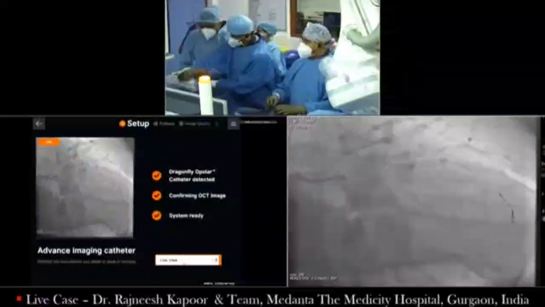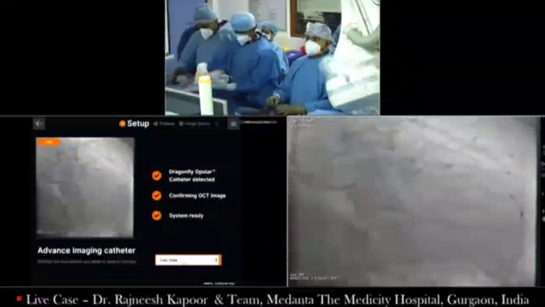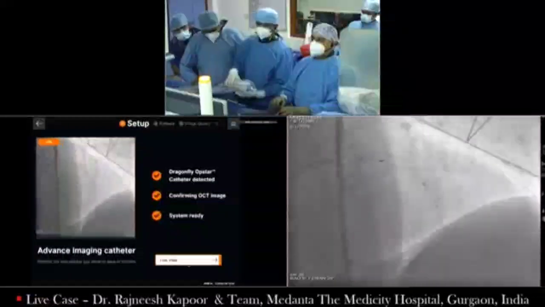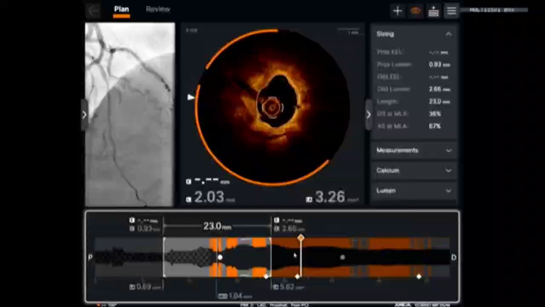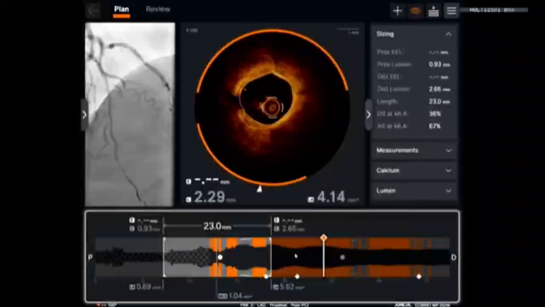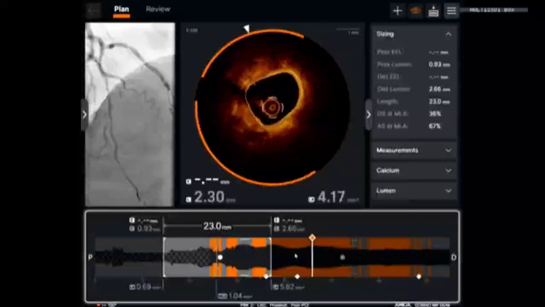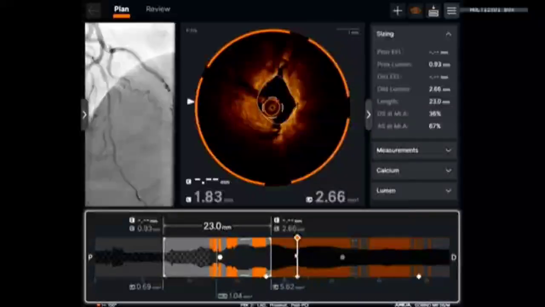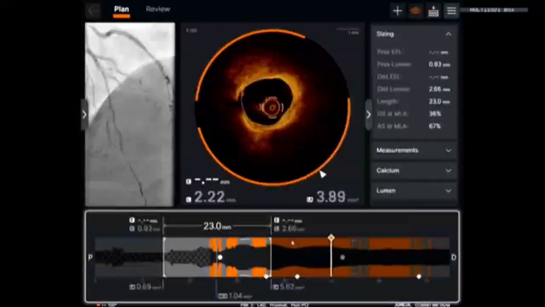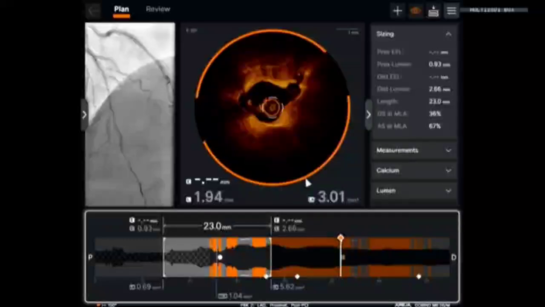Okay, go AP cranial, please. AP cranial. There is calcium modification definitely which has happened. There are cracks visible. Show some cracks here. Yeah, definitely a lot of cracks. You look at this. Look at the 12 o'clock position and the 6 o'clock position, and move ahead. Come distal. Yeah, look. So these are the cracks.